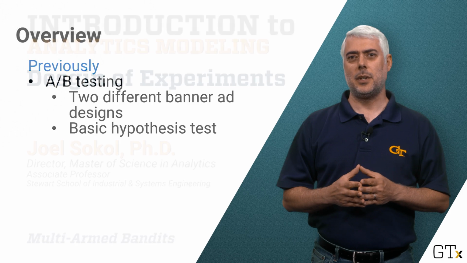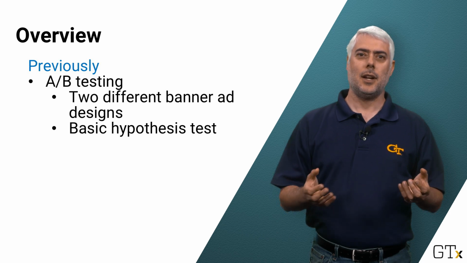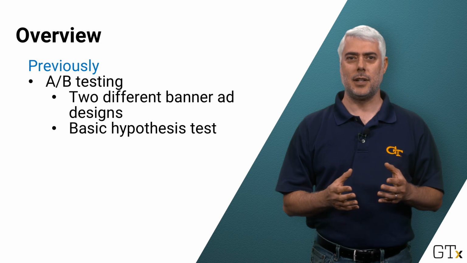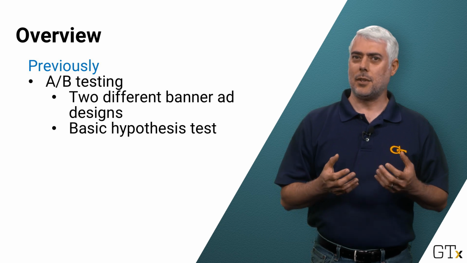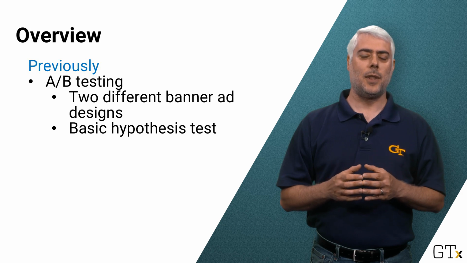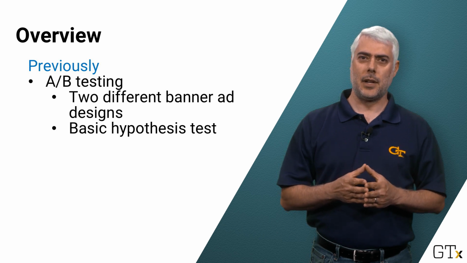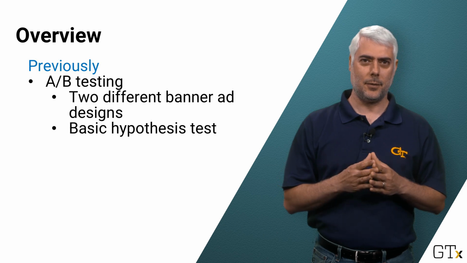In a previous lesson, we saw how to use A/B testing to determine the better of two alternatives. We used the example of choosing between two different banner ad designs for a website, and a simple approach would be to try it out and test. For example, of the first 2,000 people to visit the website, we could randomly show 1,000 of them version A and the other 1,000 of them version B. We could then run a basic hypothesis test to see whether one is better than the other.